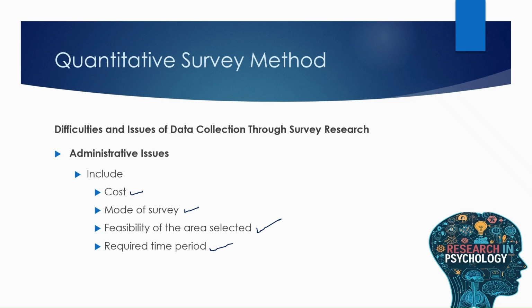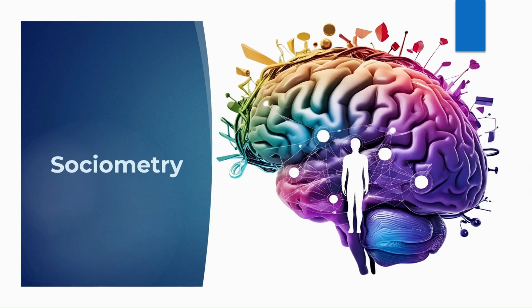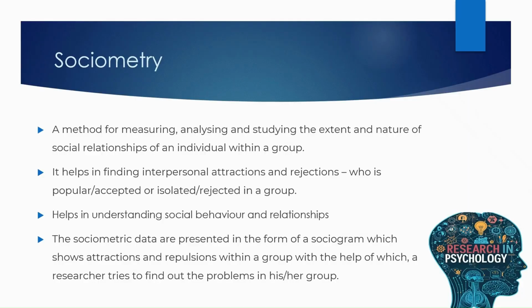So that was all about the quantitative survey method. Next, we have the second main method of collection of quantitative data, that is sociometry. So sociometry is a method for measuring, analyzing, and studying the extent and nature of social relationships of an individual within a group. Or in short, you are going to study how a particular individual is going to behave in a group. What is the kind of social character or nature of the person, right?